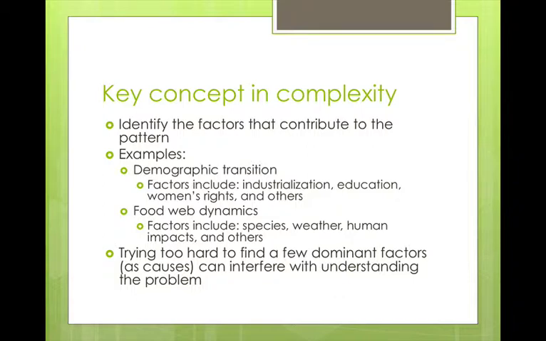Similarly, in food web dynamics, a very complex system, we have the species that are there, the weather, the human impacts, and other factors. And what's important about this is that when we're studying it as a complex system, if we try too hard to tease out just a few dominant factors, we might actually interfere with our understanding of the problem. And there's going to be a good example of that in the TED Talk later in the course.